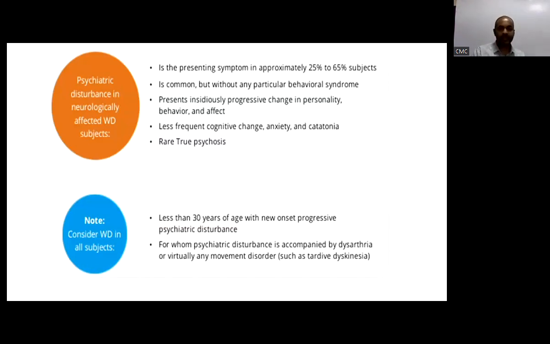So in a patient less than 30 years of age with a new onset progressive psychiatric disturbance, Wilson's disease should be considered, especially if there is associated dysarthria or any movement disorder. Usually these patients will be treated with a typical antipsychotic and tend to develop drug-induced dystonia. So that is a pointer towards the underlying diagnosis.